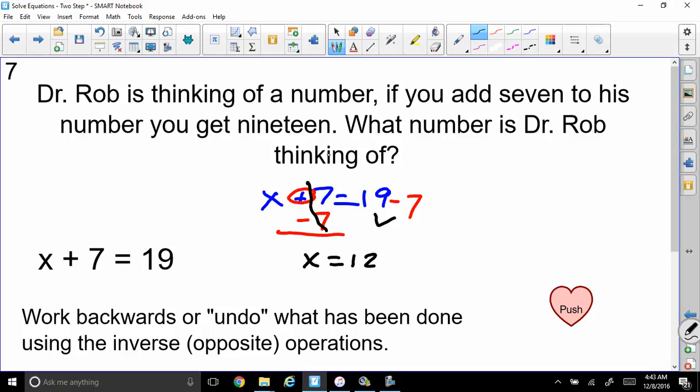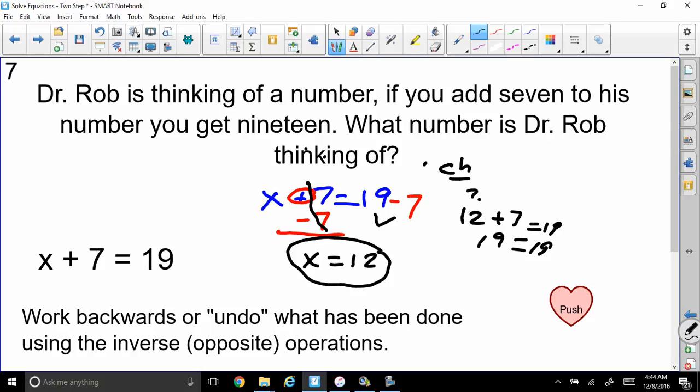And I can check that by doing a little check over here. So let's do a little check. It said Dr. Rob was thinking of a number. I'll put a question mark there and put a 12, because that's the number we said. If you add 7 to my number, well, let's see what 12 plus 7 is. That equals 19, and you get 19, and that is what we got. So the number we were looking for was 12. So good going. You got Dr. Rob's number. So the key is to undo what has been done using the inverse or opposite operations.